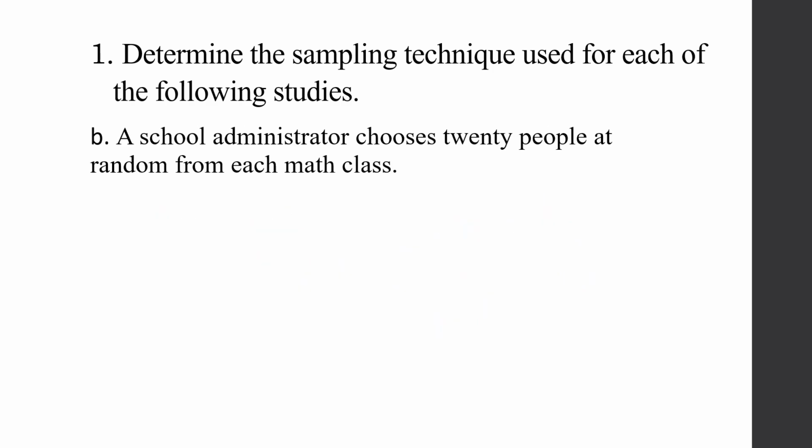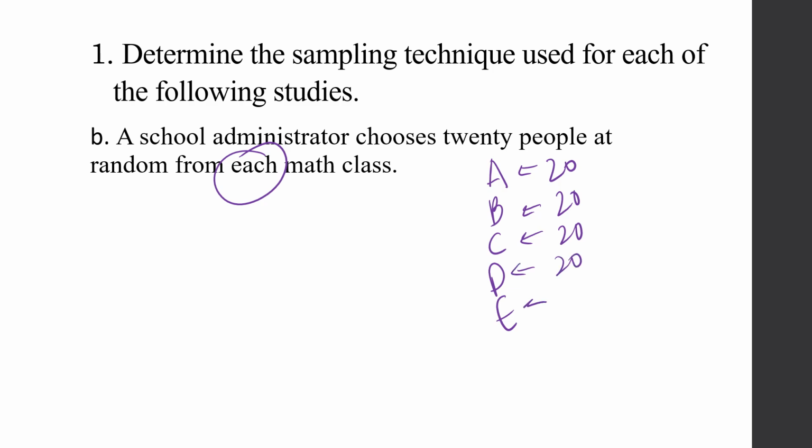A school administrator chooses 20 people at random from each math class. All right, so let's say that we've got 5 math classes. We'll call them A, B, C, D, E. We're going and we're picking 20 people from A, 20 people from B, 20 people from C, 20 people from D, 20 people from E.